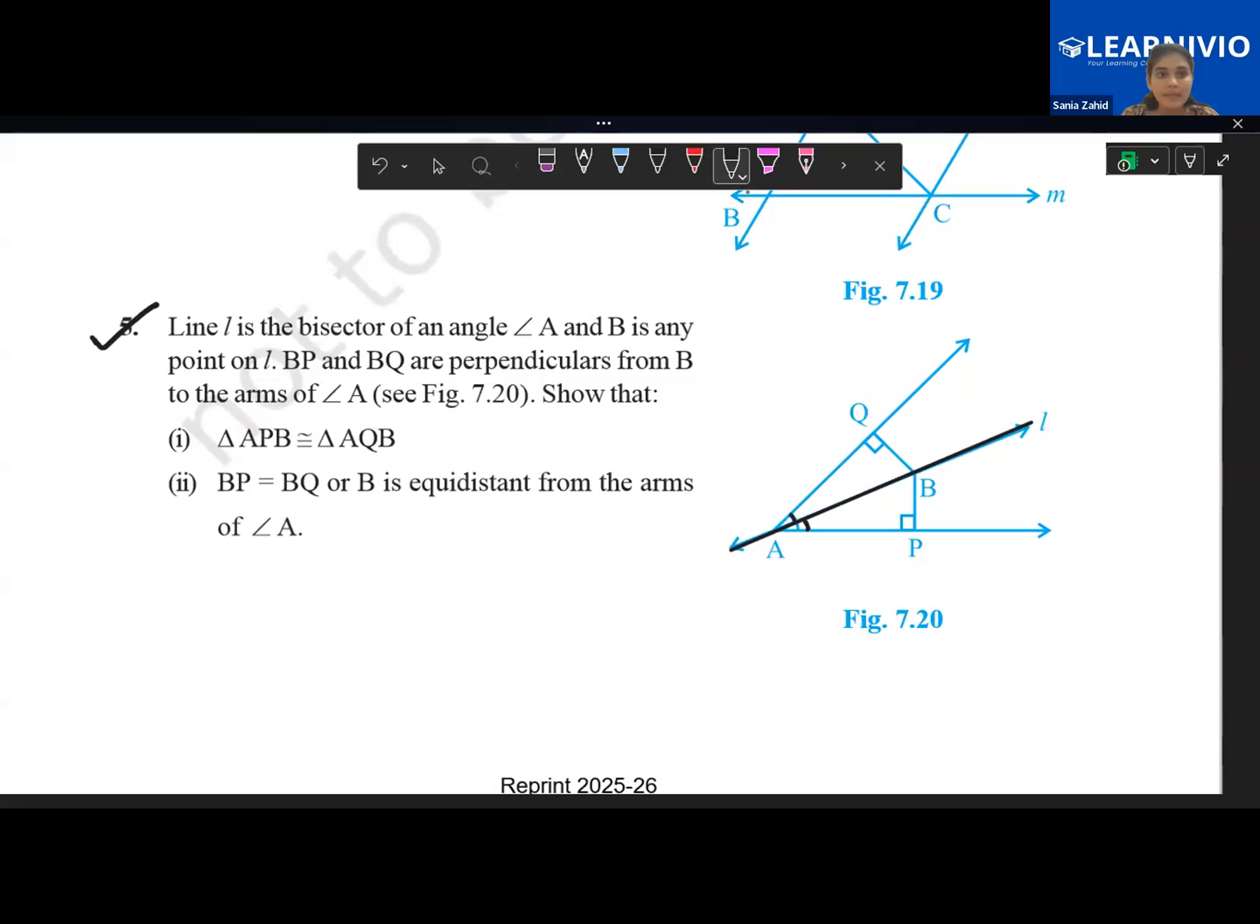Next, BP and BQ are perpendiculars. So this line and this line are perpendicular lines. That means they are 90 degrees each. This you also write in given. Then show that triangle APB is congruent to AQB. So you have to prove these triangles congruent, and then also prove that point B is equidistant from the arms of A. That means you have to prove that this line is equal to this line.